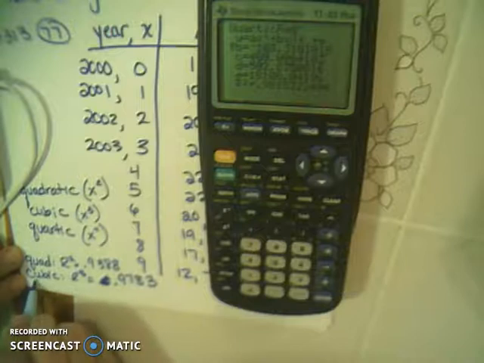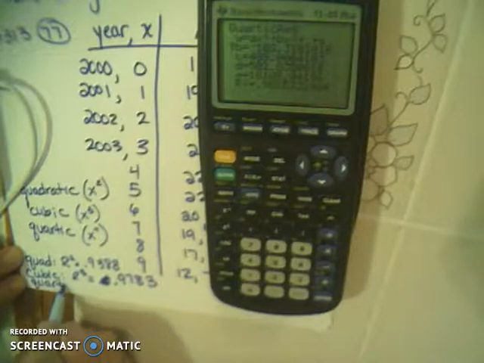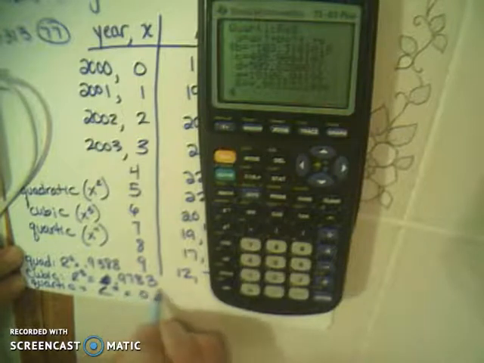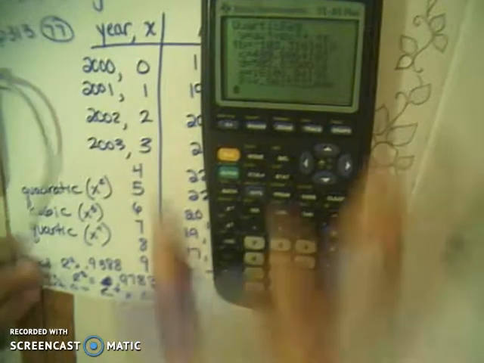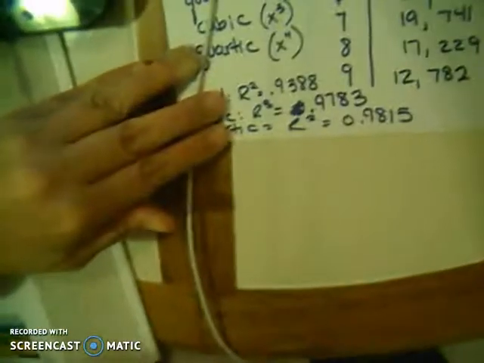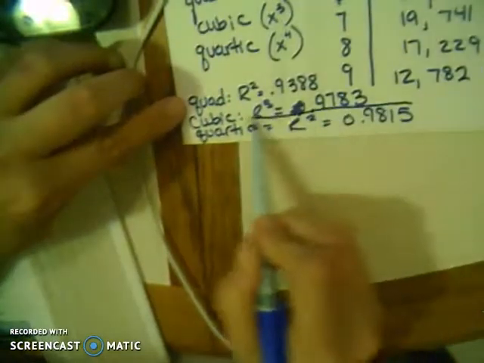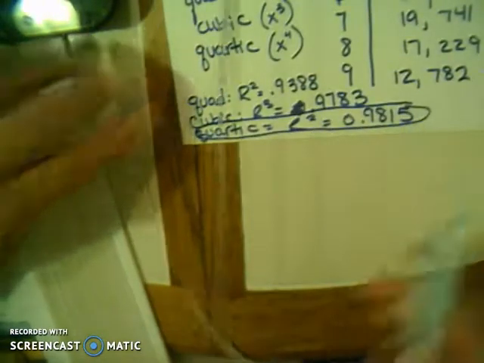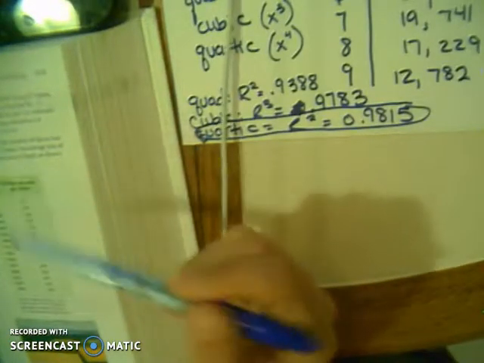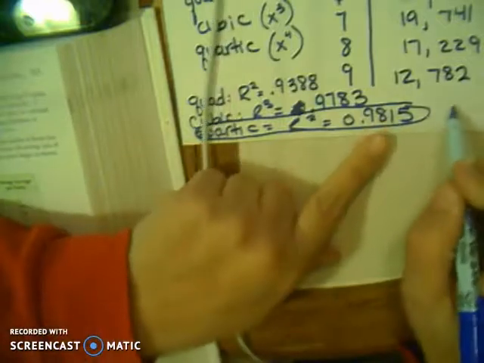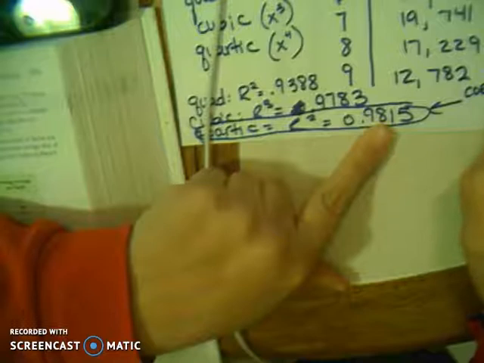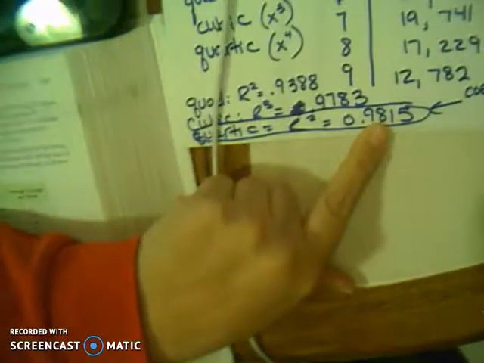It says r squared for quartic is 0.9815. So of my 3 options, that is the largest one, 0.9815. So the quartic equation is the best equation. So in option A, it said find all those models and figure out which function is the best fit. Quartic is the best fit because the coefficient of determination is closest to 1.